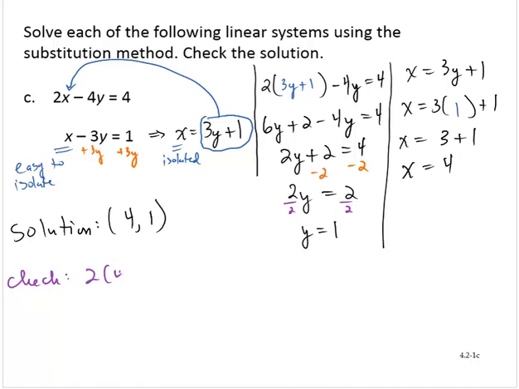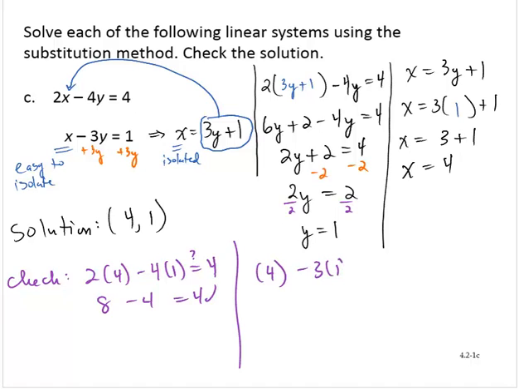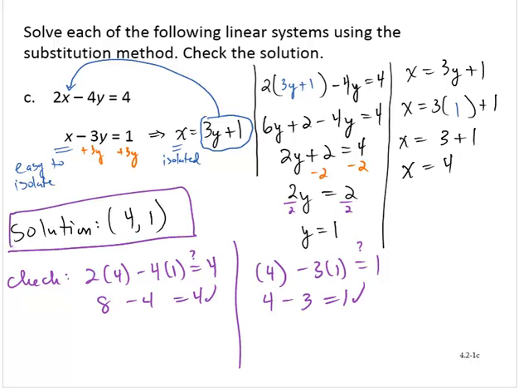Is 2 times 4 minus 4 times 1 equal to 4? That would be 8 minus 4, which does equal 4. That checks out. And the second original equation is 4 minus 3 times 1 equal to 1. So that would be 4 minus 3, and that does equal 1. That checks out. So the solution is 4, 1.